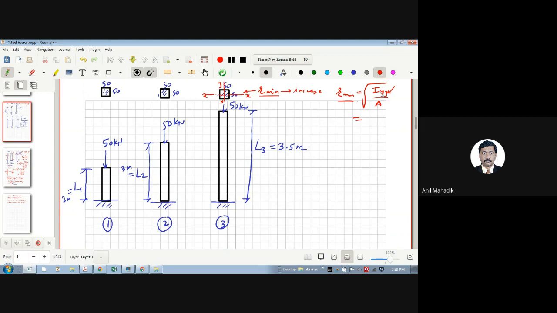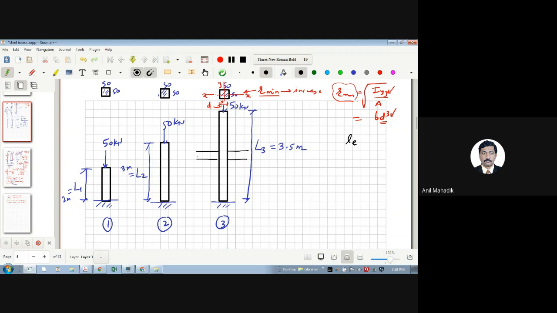And if you want to increase IYY, all of you know that it is BD cube. So you can increase the D value, and this D is the D used for RYY calculation. You can increase the IYY value and get a higher R minimum. Or there is another possibility, that you can decrease the effective length. And if you want to decrease the length, then I can provide one beam like this here.